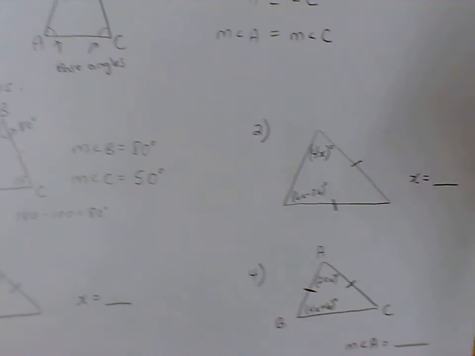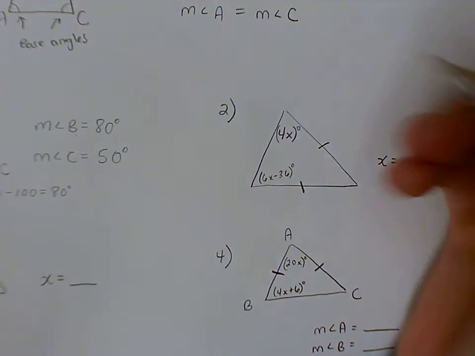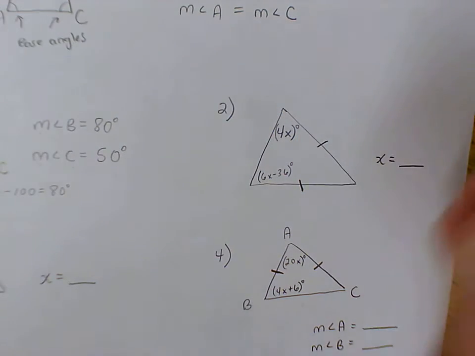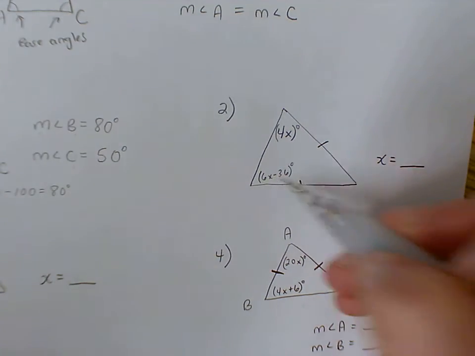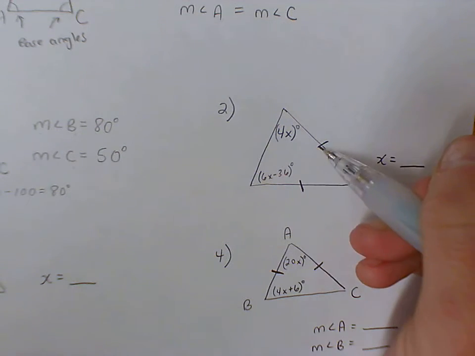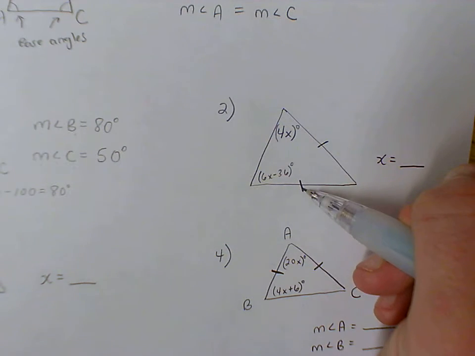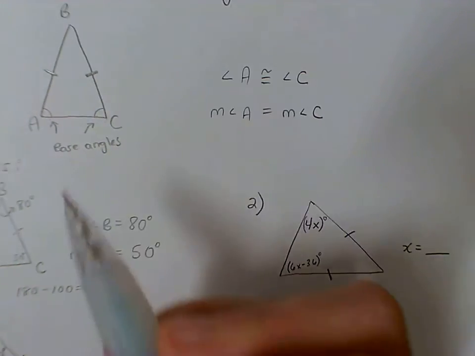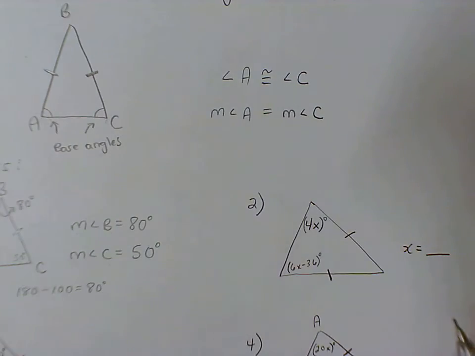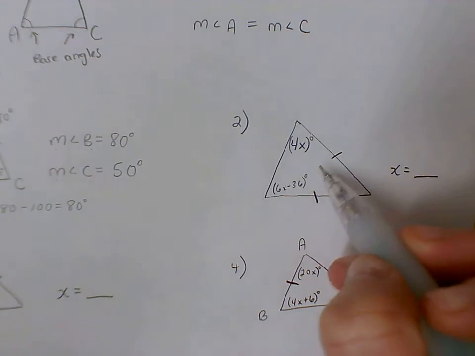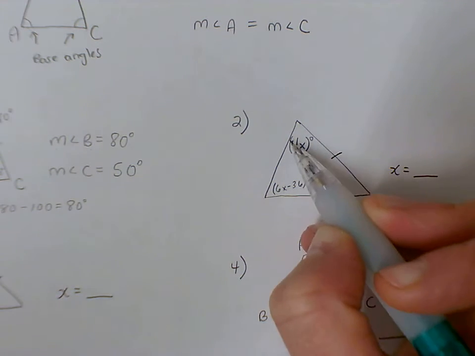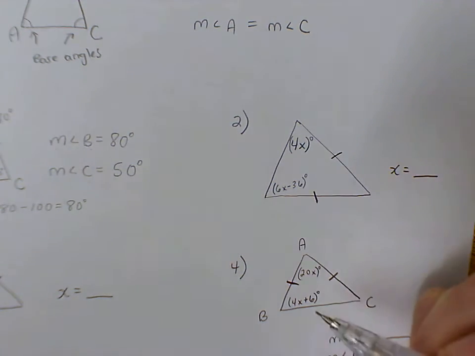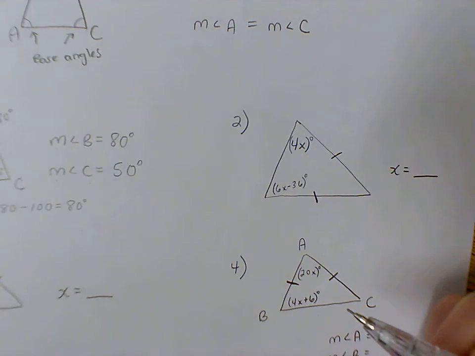What if they give you a problem like this? Notice they're not just asking you to find the angle measures anymore, they're asking you to find x. When that happens, you have to use what you know about these angles. If you look at this triangle, it is an isosceles triangle, and one thing I know is that the angles opposite of those equal sides will be equal. This angle right here is opposite of that side, and this angle is opposite of that side. These are the sides that are congruent, so I know that those two angles are congruent.